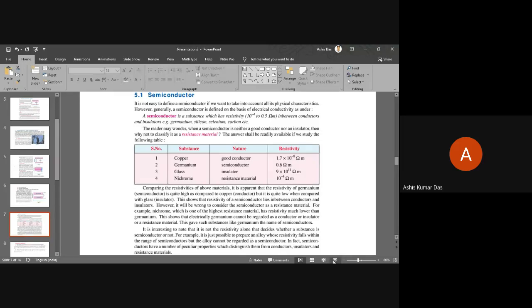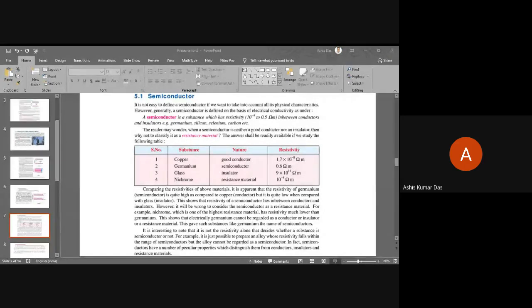Another piece of information I want to share: if we try to make an alloy whose resistivity falls in this range, 10 to the power minus 4 to 0.5 ohm meter, we still cannot say that material is a semiconductor. Are you getting my point? If we try to fabricate an alloy whose resistivity falls between 10 to the power minus 4 and 0.5, even then we cannot say that the alloy is a semiconductor.